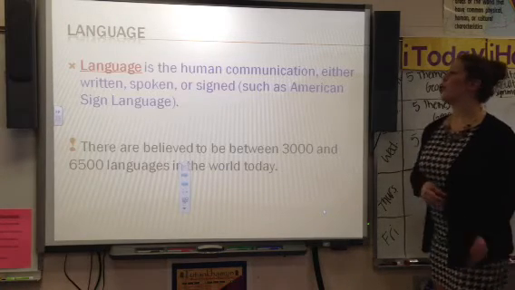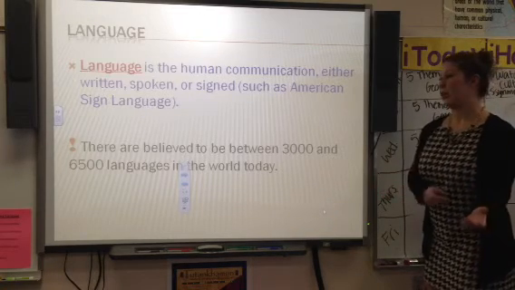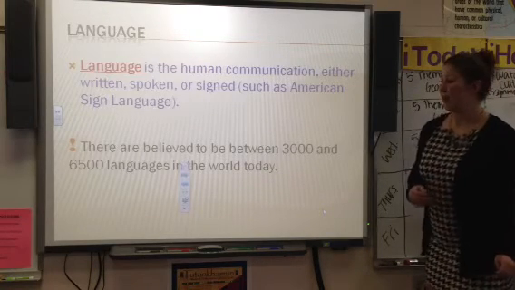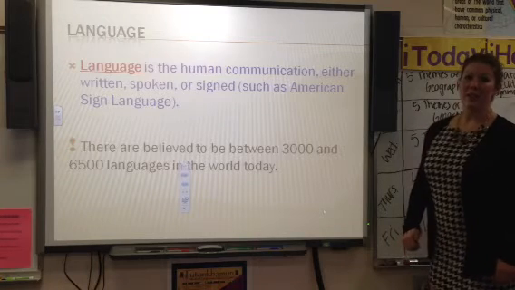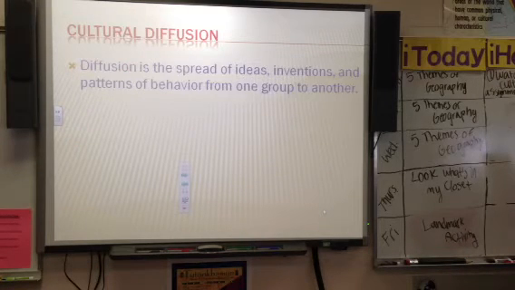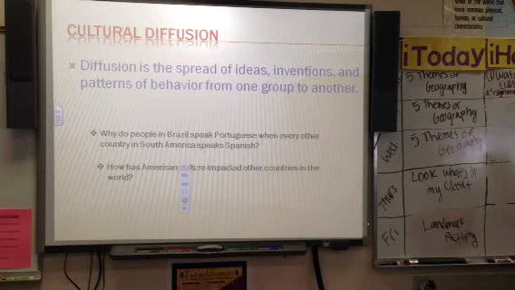Language, as we talked about before, is the human communication. And it's written, it's spoken, or signed, such as American Sign Language. There's an estimate between 3,000 and 6,500 languages in the world today. That's a lot. Think of how many you know words to. Cultural diffusion is the spread of ideas, inventions, and patterns of behavior from one group to another. Why do people in Brazil speak Portuguese when every other country in South America speaks Spanish? How has American culture impacted other countries in the world?